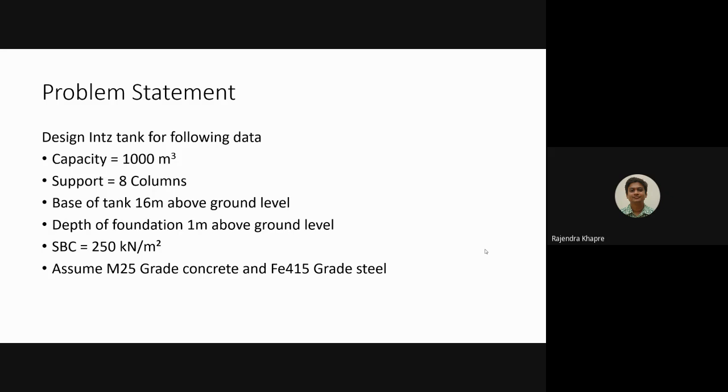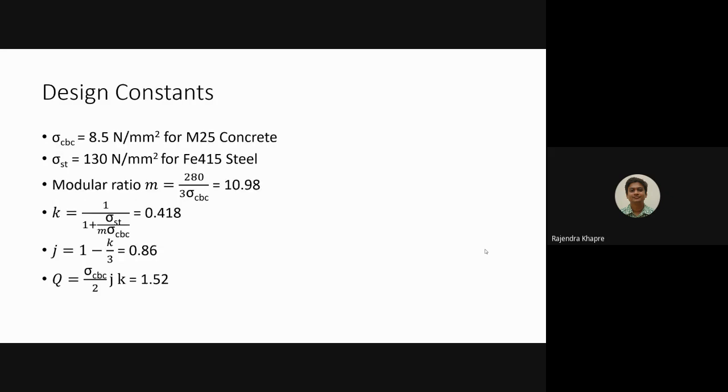So let us continue this. With this, we have to first of all find out the design constants. For M25 grade concrete, we have to find out the value of SBC, and the value from the IS code is 8.5, and for Fe415, the sigma ST value is 130.